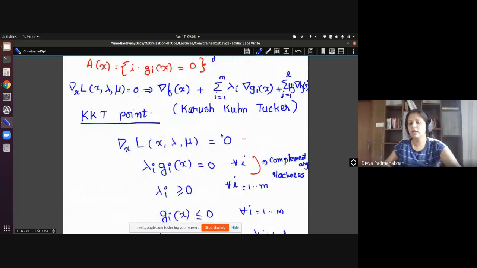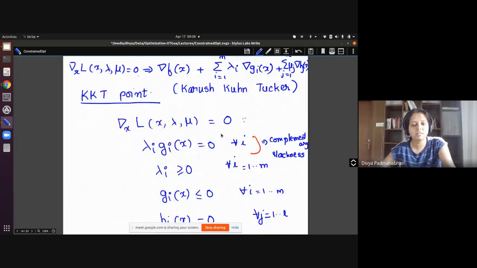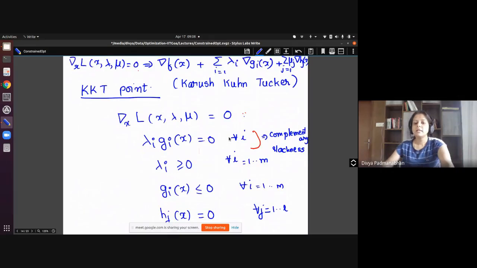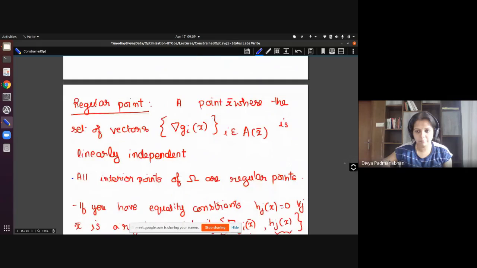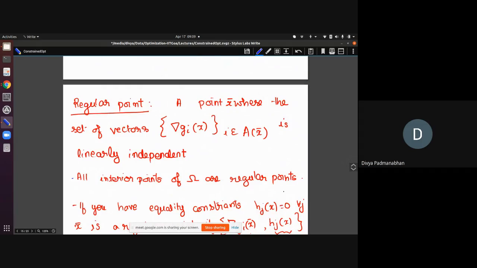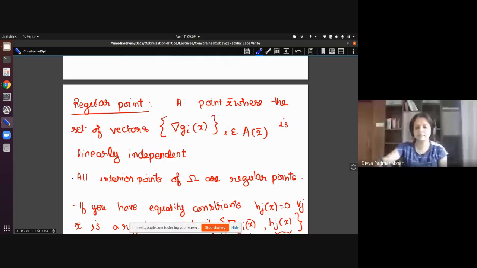Okay, so KKT stands for Karush-Kuhn-Tucker. We'll just see in a minute why it's called a KKT point. Okay, so now before we say that this is going to be the optimality condition, there's one more thing to keep track of, which is called the regular point. Okay, so let me very briefly say what it is. A point x bar, where you take all the active constraints at x bar and take their gradients. If all these gradients are linearly independent, such a point is called a regular point. Okay, it's a simple definition.